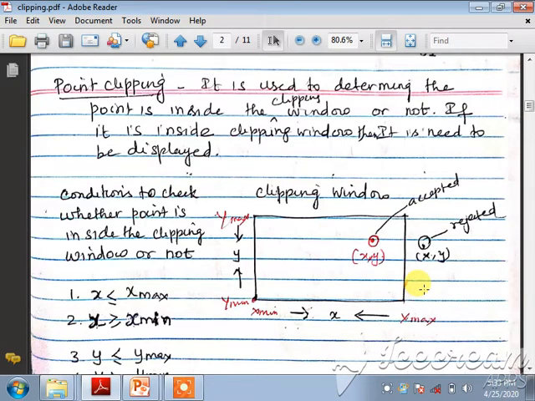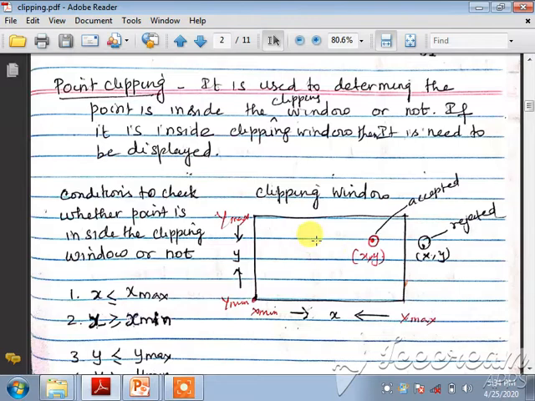Point clipping: here the concept is whether the point is inside the clipping window or not. It is mainly used for determining whether the point is inside the clipping window or not. If it is found inside the clipping window, then it is accepted, otherwise it is rejected.